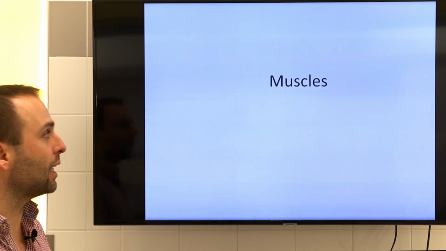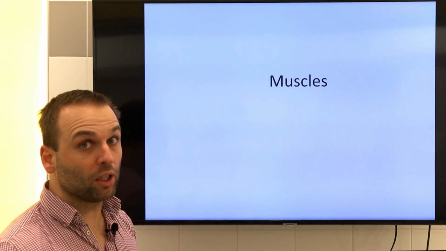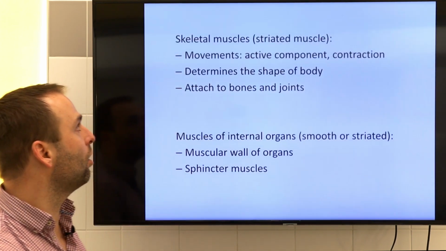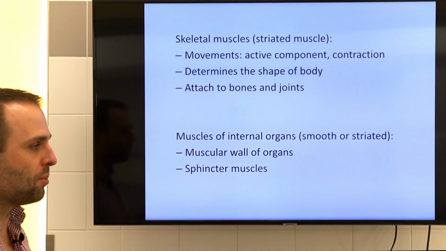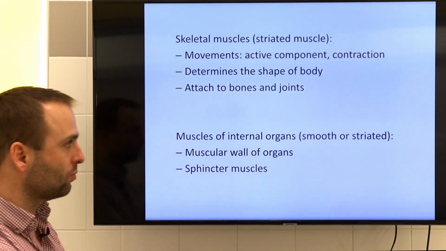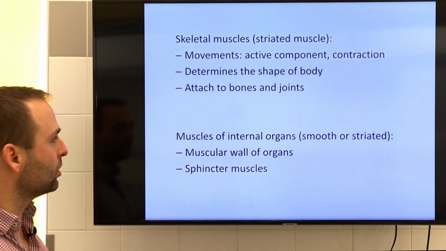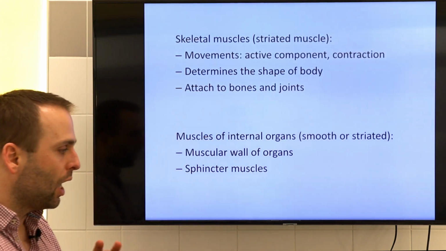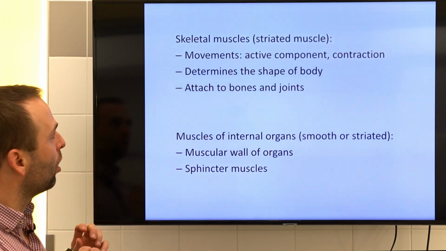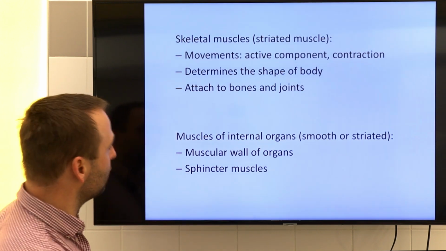Then let's move on to the second part, which will cover muscles, so the active components of movements. There can be three main histologic types of muscles. You can have skeletal muscle, you can have cardiac muscle, you can have smooth muscle. In this lecture, we are going to talk about skeletal muscles exclusively.